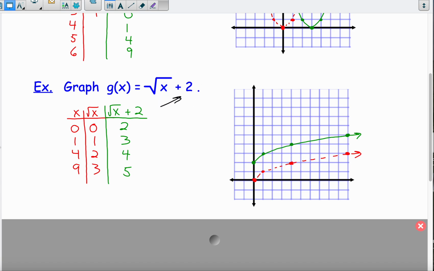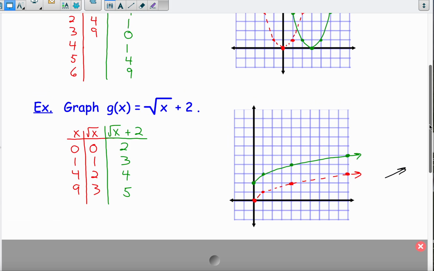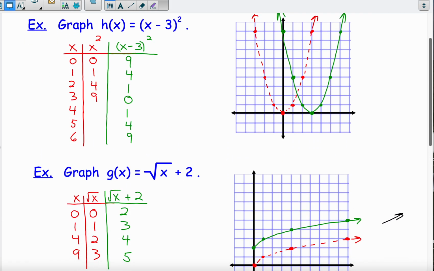And that's because I'm adding 2 after my original parent function. That's different than what happened in the first one. I wasn't subtracting 3 after the x squared. I wasn't doing x squared and then minus 3. If that were the case, then all these I just subtract 3 from, and then that would pull all these points 3 units down, as opposed to 3 units that way.